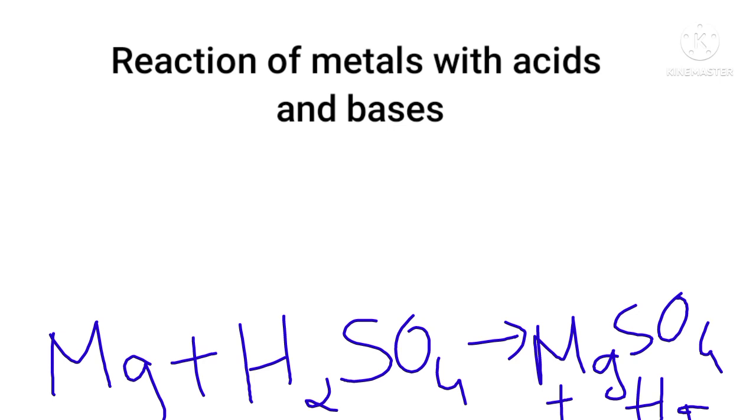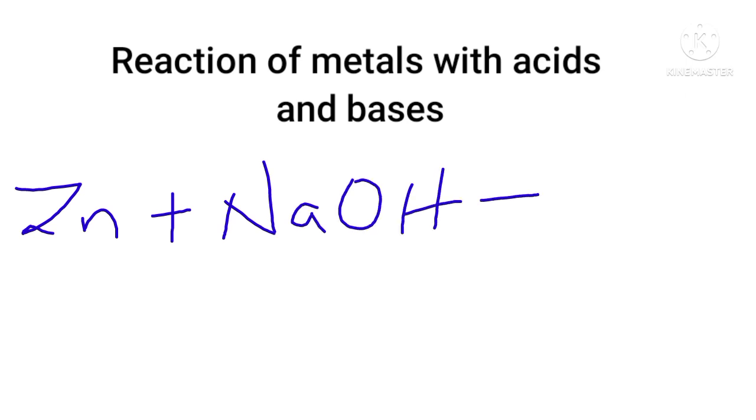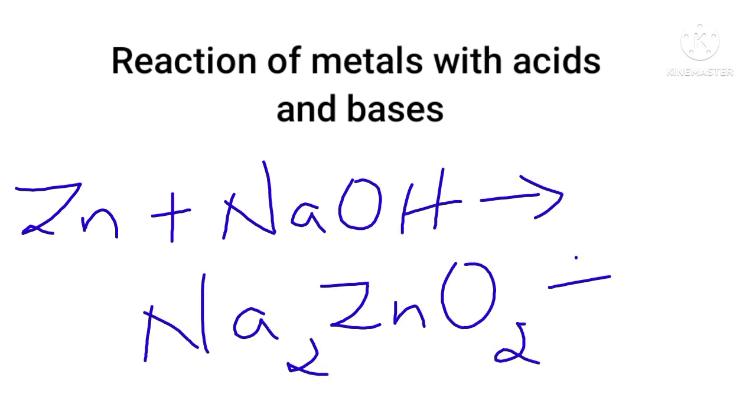will be liberated out. Same thing in case of bases also. If bases come in contact with metals, they also give rise to salt and hydrogen gas. Example, sodium hydroxide plus zinc will give rise to sodium zincate plus hydrogen gas. Now sodium zincate is salt, and hydrogen gas will be liberated out. This is the reaction of metals with acids and bases.